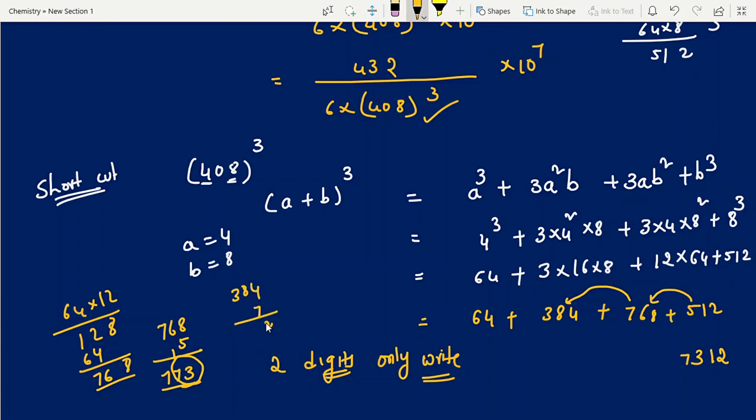384 plus 7. How much? 12. This is what? 9. This is what? 3. Right? So 4, 7, 1. 4 plus 7, 11. This is 9. This is as it is.